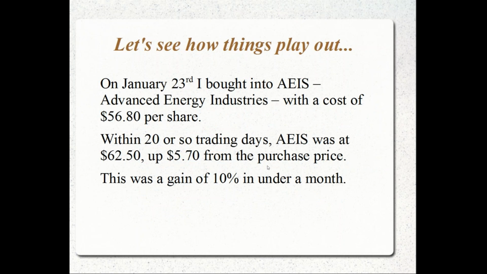Now, let's take an example. January 23rd, Fusion subscribers at radioactivetrading.com saw us buy into AEIS, Advanced Energy Industries. And at the time, the stock was trading at $56.80 per share. Within 20 or so days, AEIS was up to $62.50. We have an unrealized gain of $5.70, or just above 10% in under a month.